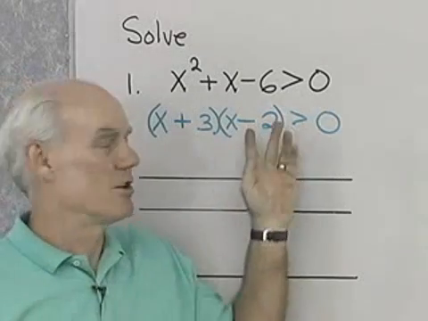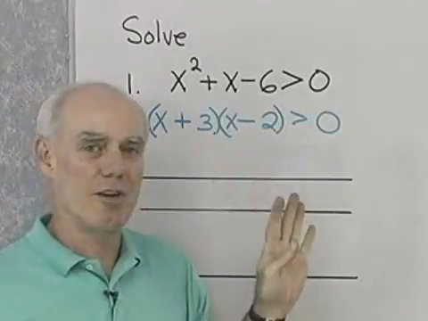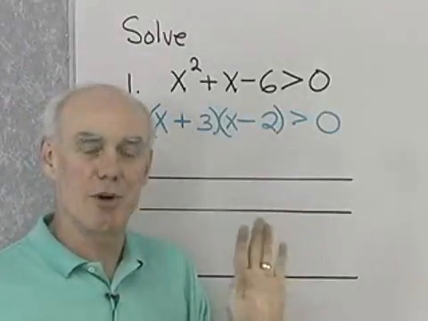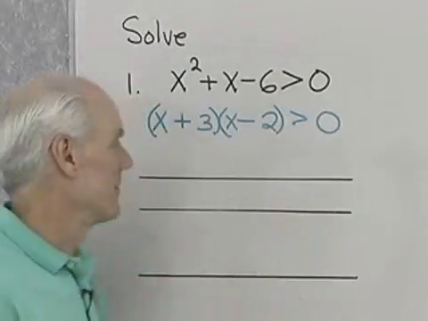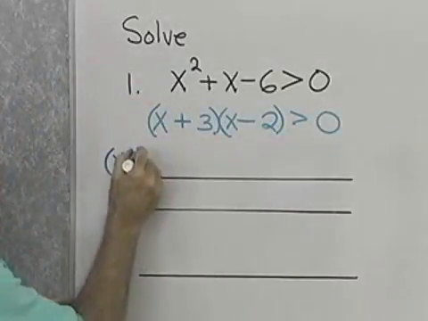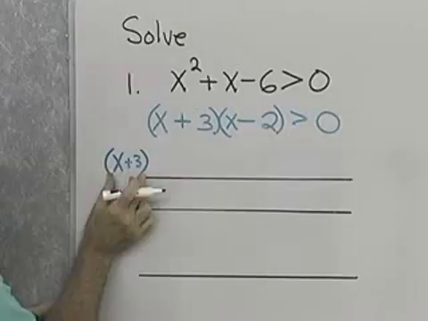Now what I want to do here is take and make a sign chart for these factors. I just want to know where the factors are positive and where they're negative. Once I know that, then I'll be able to tell where their product is positive and negative. So I'm going to start with my factor x plus 3, and I'm going to say, where is x plus 3 zero? Because 0 is the dividing line between positive numbers and negative numbers.